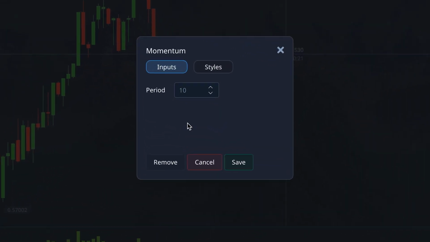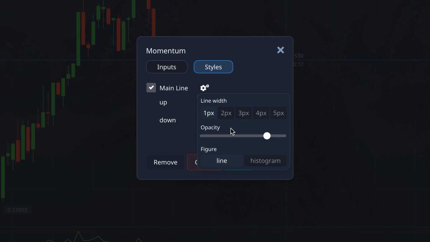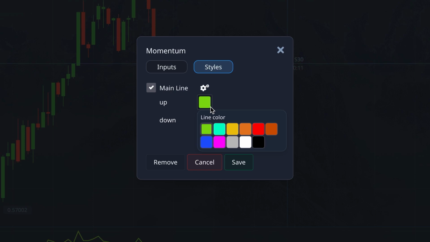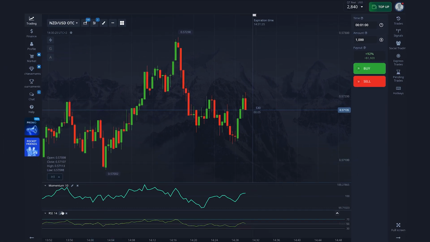Setting up momentum. We do not touch the period. In the Style settings, go to the Mainline settings. Select the Shape Type line. Width 2. Opacity, move to the right. We make the up line turquoise in color. Saving. Setting up the RSI.